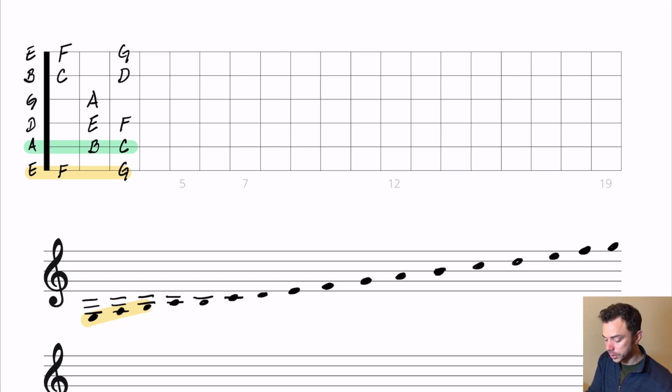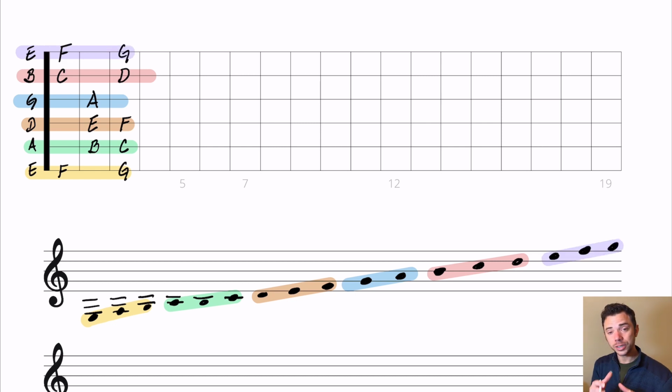Then we have the 3 notes of the 5th string, 3 notes on the fourth string, which we find here. 2 notes on the third string, which we find here. 3 notes on the second string. We have these 3. And finally, the 3 notes of the first string that we have here.